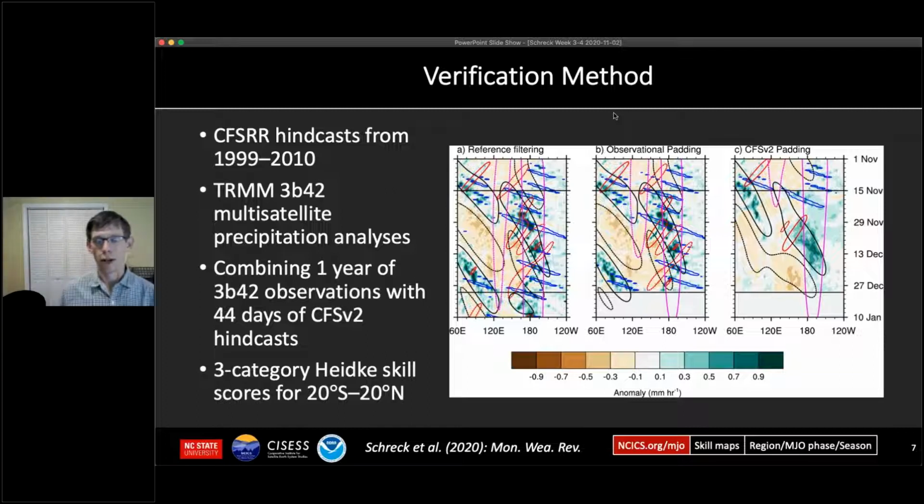And so I do this for the full 1999 to 2010 period of record, and then I do a 3-category Heidke skill score, since that's what CPC primarily relies on, essentially looking at what's the probability of being above, below, or near normal. And I calculate that for the filtered variables for each wave mode, and then try to verify that against the shading, essentially against the observed terciles.